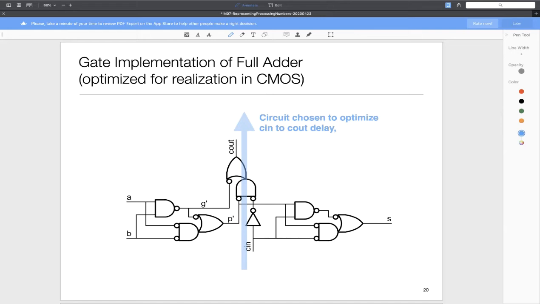Okay. And on the other hand, you see that from A and B to sum, I have a long delay out here, right? I'm going through many gates from the input to sum, but we don't care about it, right? Because really our long path is the other one. The sum, we have leisurely time; while the carry is propagating, our sum can compute and we are still okay. So effort goes into optimizing the C in to C out delay.